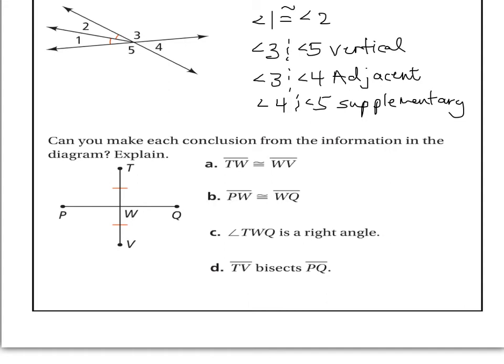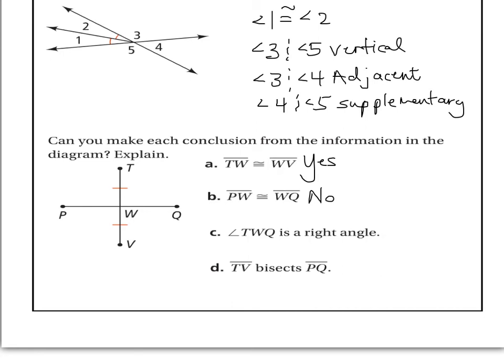Explain. Segment TW is congruent to segment WV. As you look at the diagram, does the diagram have markings? It sure does. TW and WV have markings. This is true. You can conclude that information. Can you conclude that PW and WQ are congruent? Do you have markings? No. So therefore, you cannot conclude. You do not have enough information here.